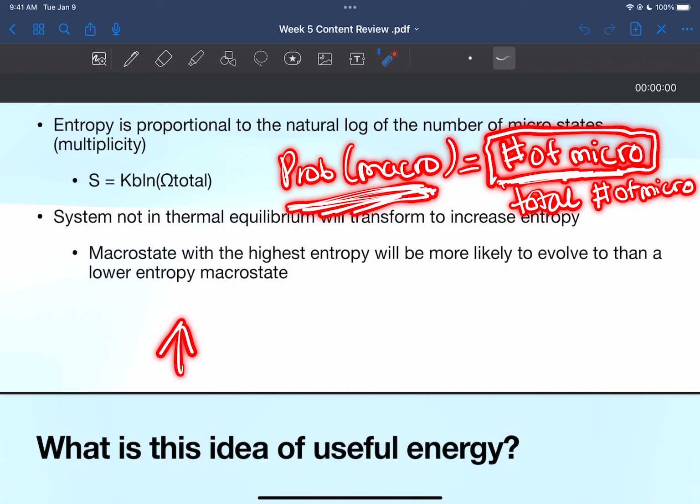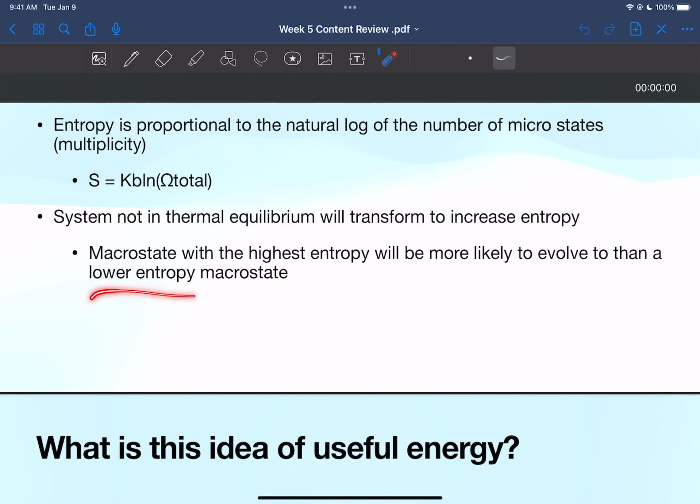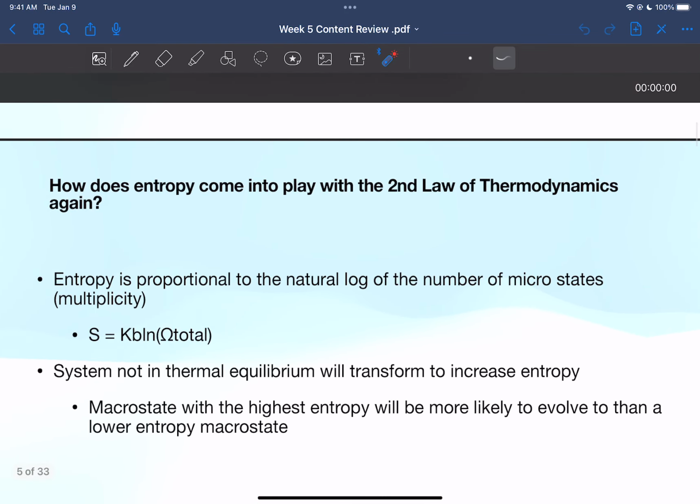So greater entropy, greater S, means greater multiplicity, or number of microstates, and therefore greater macrostate probability. The macrostate with the highest entropy has the greatest multiplicity, the greatest number of microstates, and therefore the greatest probability, and that will be more likely to evolve to that higher entropy than a lower entropy. Does that make sense so far? Any questions?